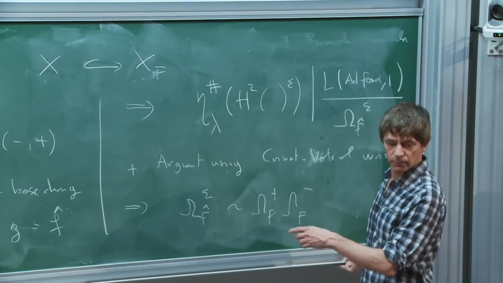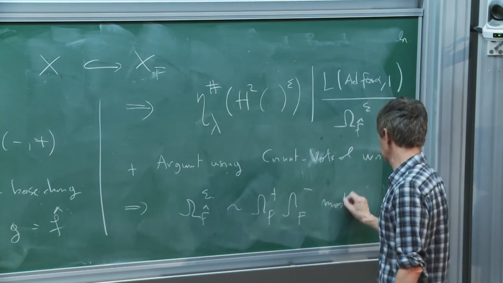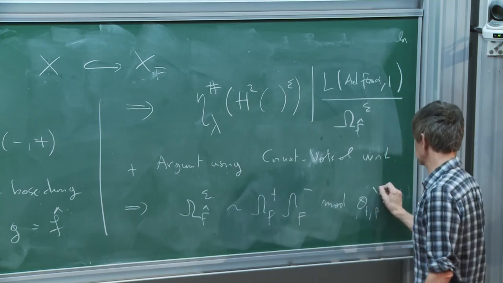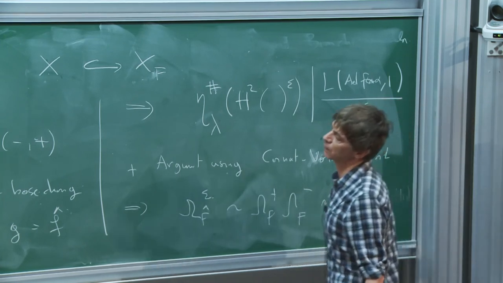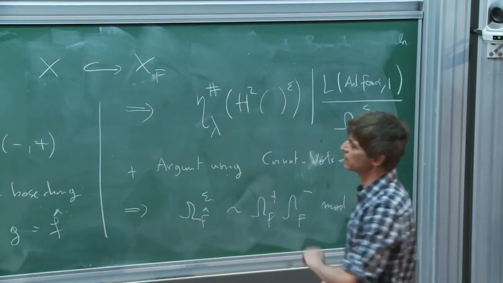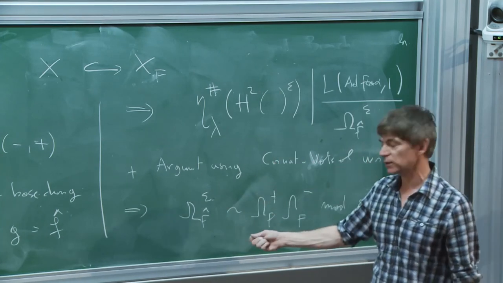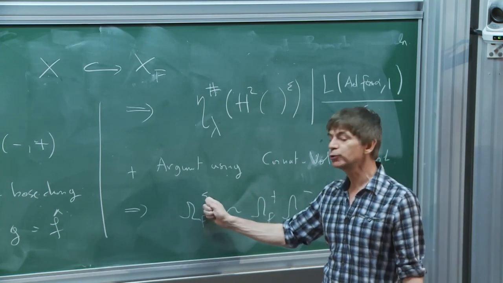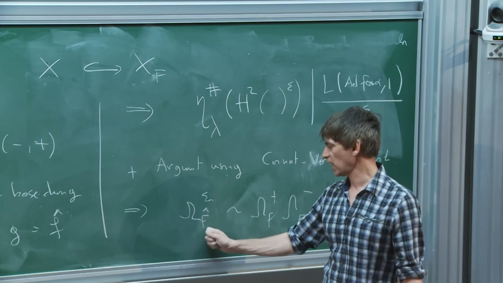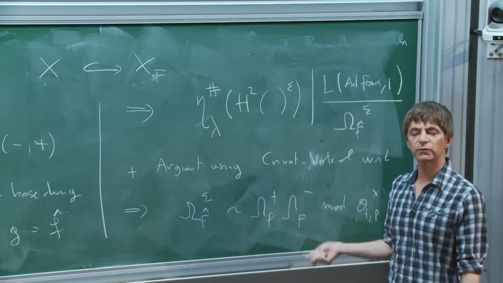And what kind of equivalence is it in the last formula? Here, this is modulo O_F P cross. And with exactly the same argument, you can show in the imaginary quadratic case that the omega one f hat is equivalent to omega f plus omega f minus.